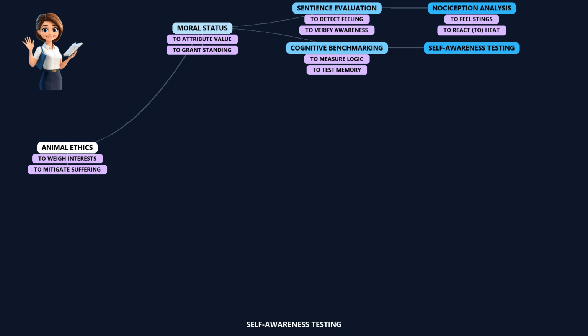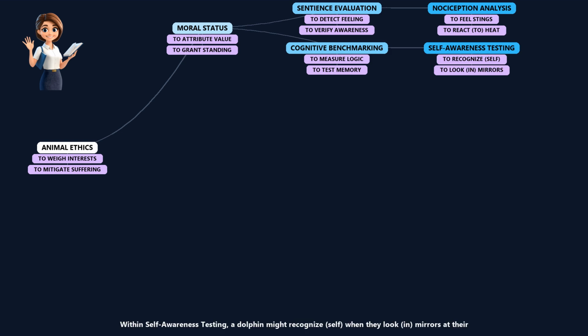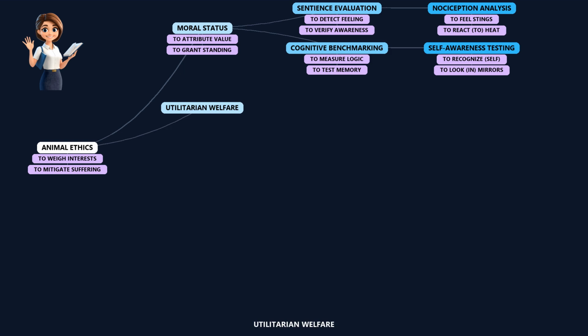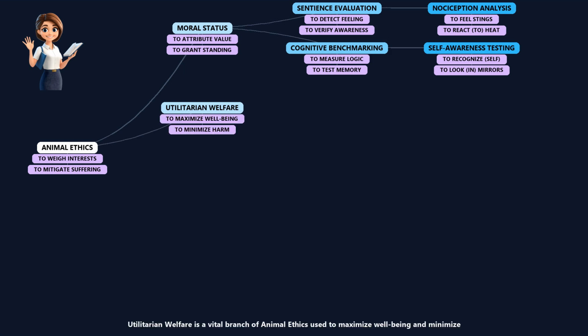Self-awareness testing. Within self-awareness testing, a dolphin might recognize self when they look in mirrors at their own reflection. In other words, the animal knows that the face in the glass is their own body. Utilitarian welfare. Utilitarian welfare is a vital branch of animal ethics used to maximize well-being and minimize harm in the world. Simply put, we want to make sure there is as little pain as possible for every creature.